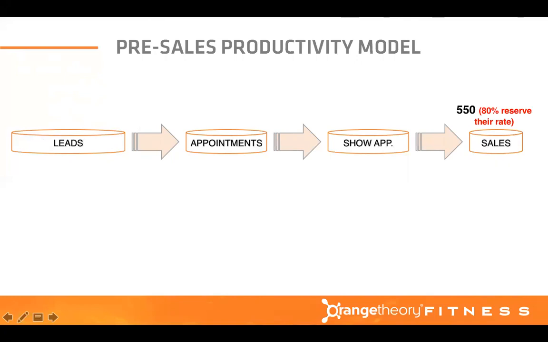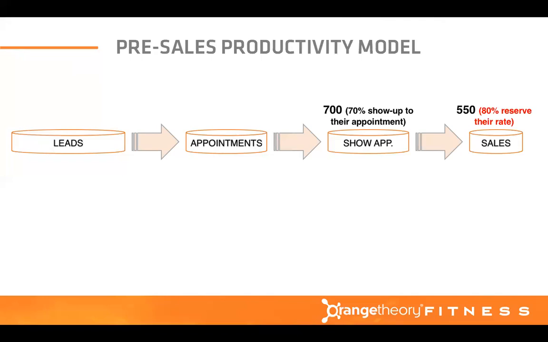If you want to achieve 550 new joins by the time that you finish your mock classes and go live, the number that I'd like for you guys to shoot is 80% of every single person who shows up reserves their rate. The best studios do 85 to 90%. So I'm going to do 550 divided by 0.8. That tells me I need 700 appointments to show up. 700 times 0.8, again, 550.